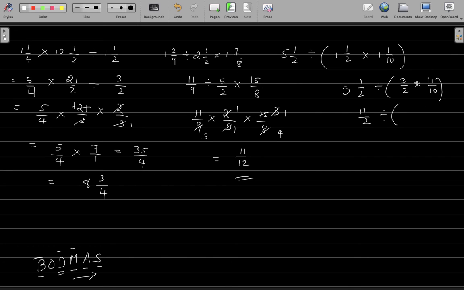Can you simplify this further? No, 3 and 11 and 2 are all prime numbers. You cannot simplify them further. So we will write it as 33 upon 20. 2 times 10 is 20. 11 times 3 is 33. Now can you simplify this?